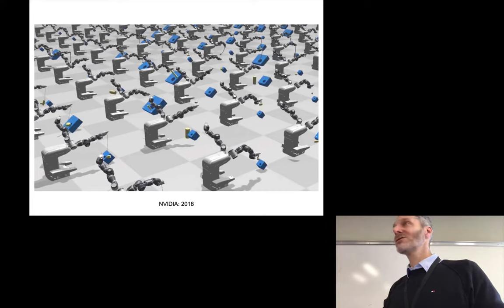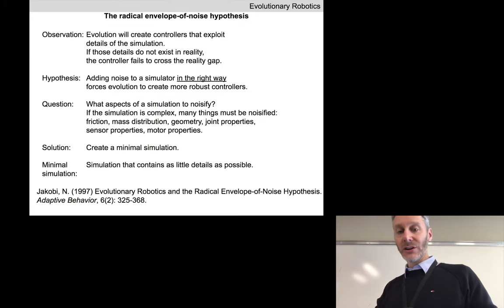If one river to the next is too difficult, you can't step into it because you have no idea what's going to happen. Too little noise, and evolution is going to exploit details in the simulation that don't exist in reality. So although this idea may be intuitive, it's hard to get right in practice.